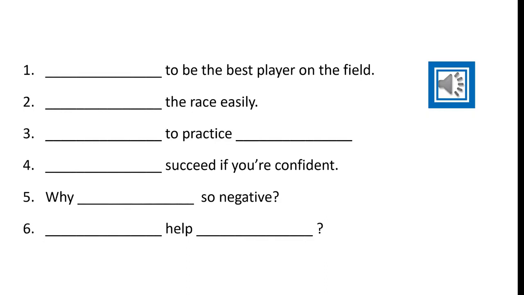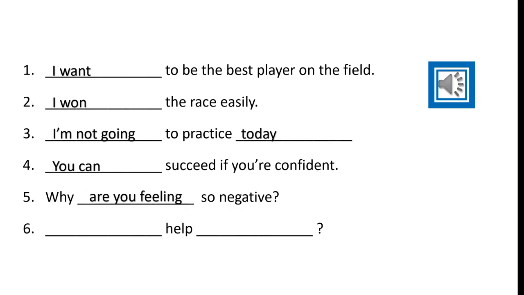Alright, now let's take a look at the direct and indirect speech. First of all, we are going to fill in the gaps based on the material in the audio. Unit 8, page 96, track 12. 1. I want to be the best player on the field. 2. I won the race easily. 3. I'm not going to practice today. 4. You can succeed if you're confident. 5. Why are you feeling so negative? 6. Will you help me tomorrow?